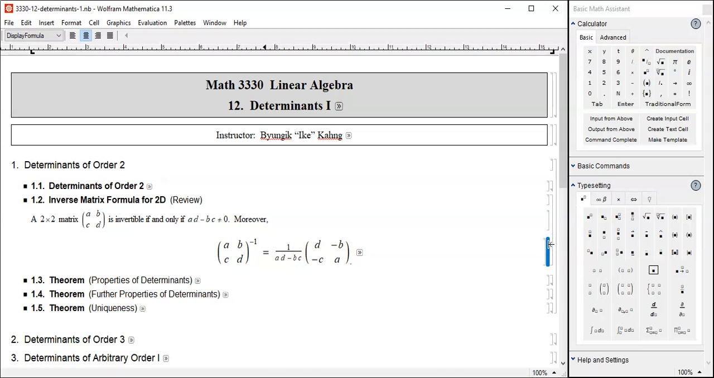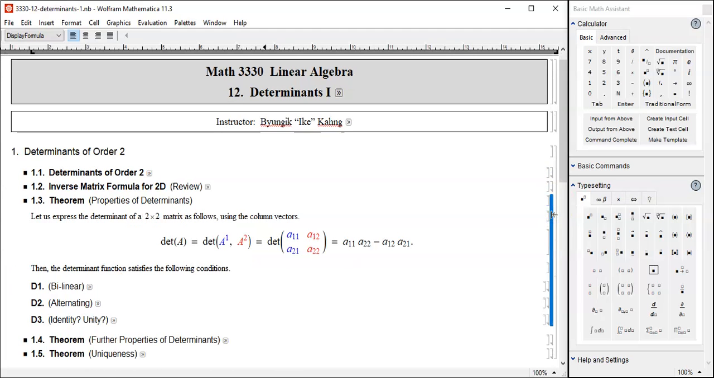So if you encounter any 2 by 2 matrix, you can easily calculate the inverse matrix using this formula. If you have 3 by 3 or higher, then you'll have to go through Gaussian elimination or whatnot. But for 2 by 2, it's easy.